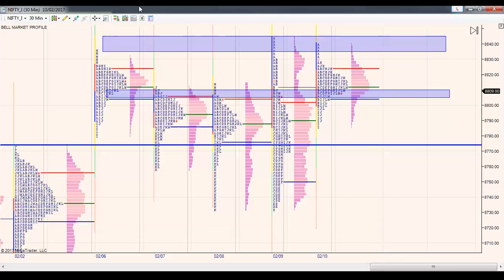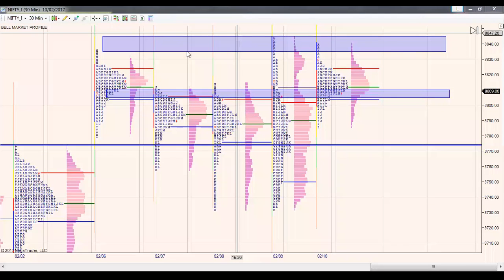Okay, so what do we have here? This is today's development. You can see a nice bell curve developing today with rejections at both ends. But today the value was higher as compared to yesterday.